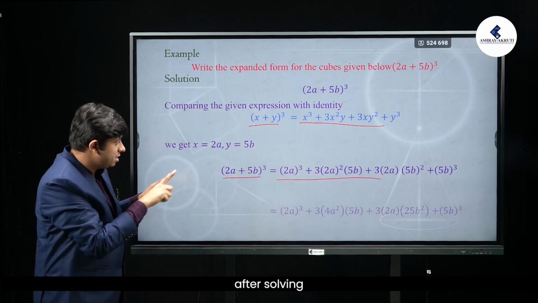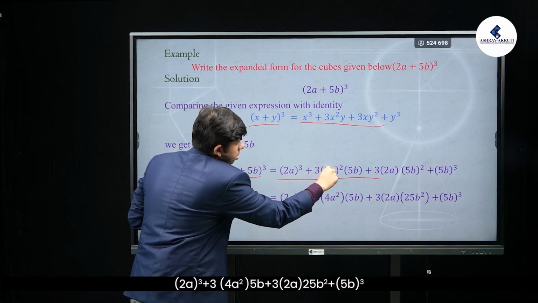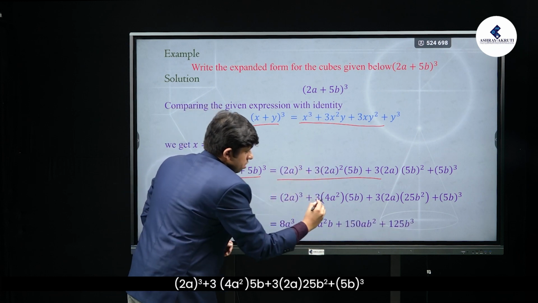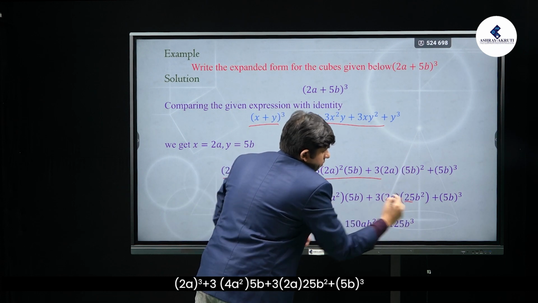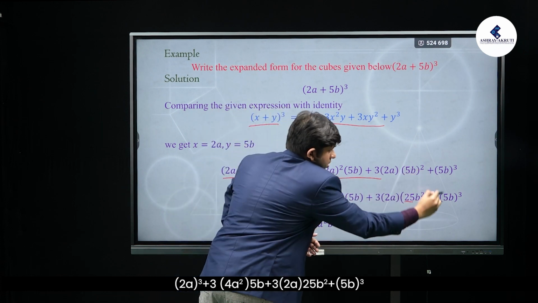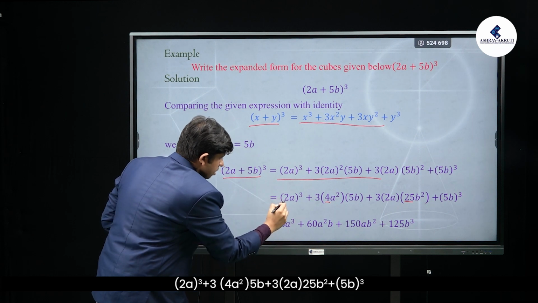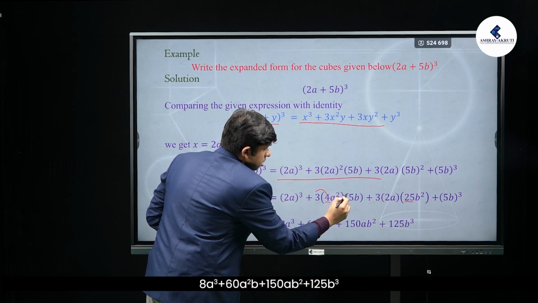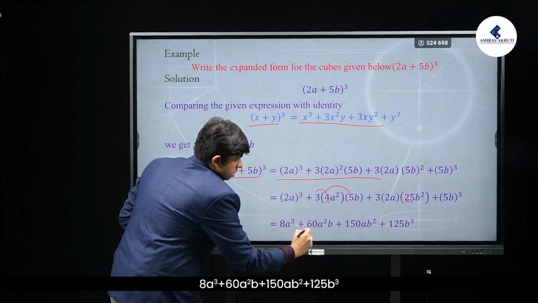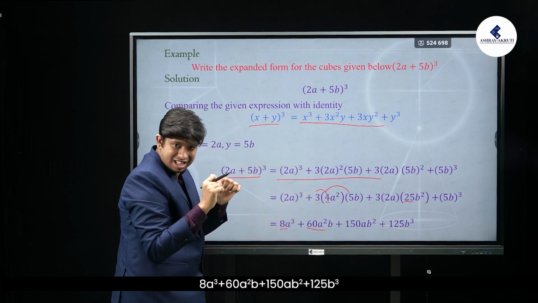After solving, we get (2a)³ + 3 into 4a² into 5b + 3 into 2a into 25b² + (5b)³. Then we get 8a³ + 60a²b + 150ab² + 125b³.